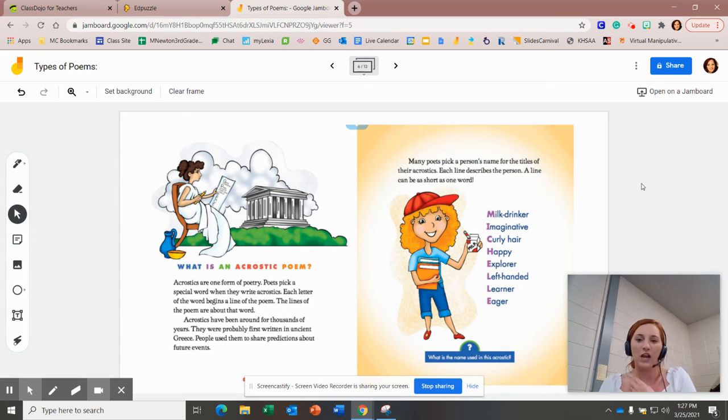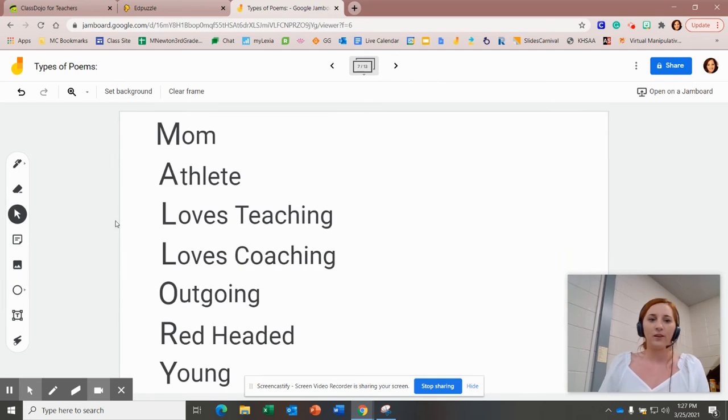So her name is Michelle. She's a milk drinker. She's imaginative. She has curly hair. Happy, explorer, left-handed, learner, and eager. Those are all things that describe Michelle. I went ahead and did an acrostic poem for Mallory. Mom, because I'm a mom. I was a college athlete, so I chose athlete. Loves teaching. I love to teach you guys. Loves coaching. I love to coach the softball team at the high school. I'm outgoing, redheaded, and Young was actually my maiden name. Before I got married, I was Mallory Young, and now after I got married, I'm Mallory Newton.